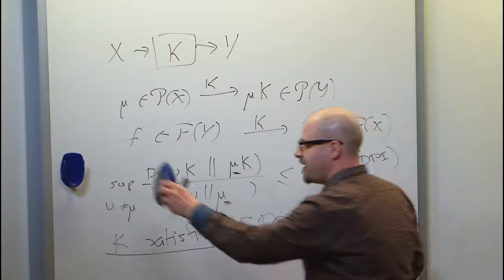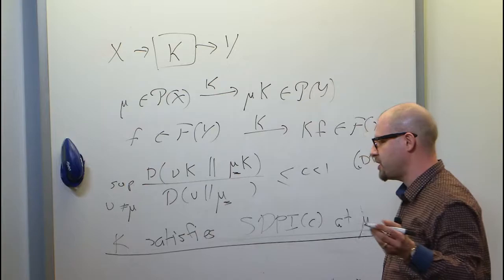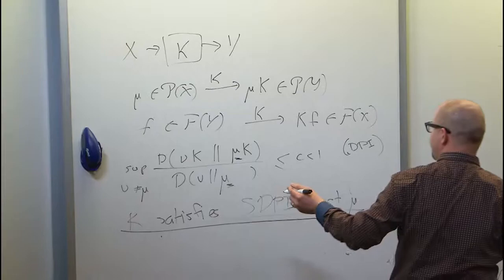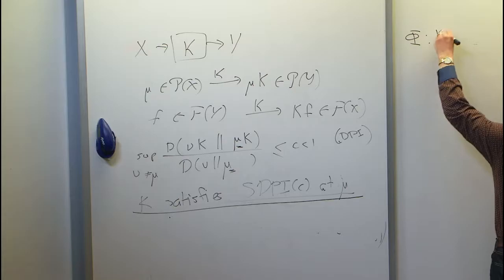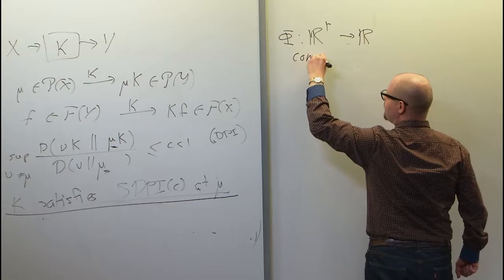And in fact, we can play this game with any other measure of divergence. So in particular, let's introduce something called the phi divergence. So I'm committing a bit of a blasphemy here, because normally one talks about f divergences. I use f for functions. So I'm going to talk about functions phi from non-negative reals into reals. I'm going to assume this function is convex, and I'm going to assume that phi of 1 is equal to 0.